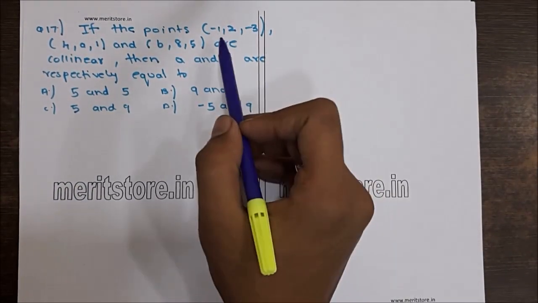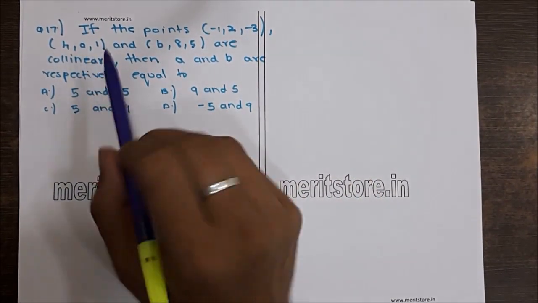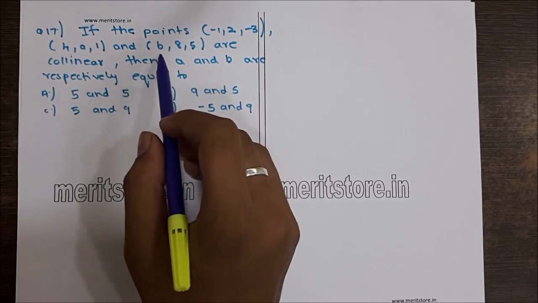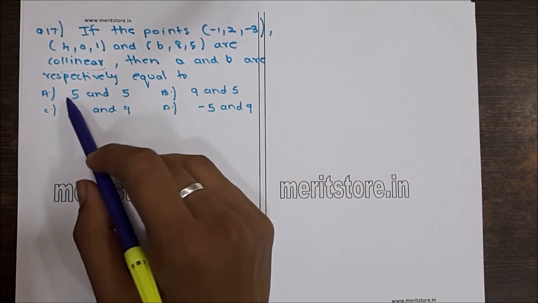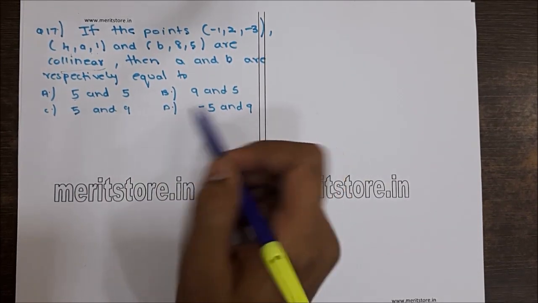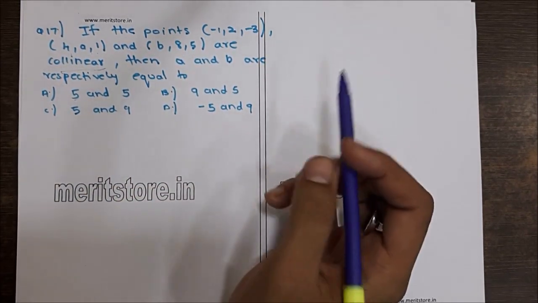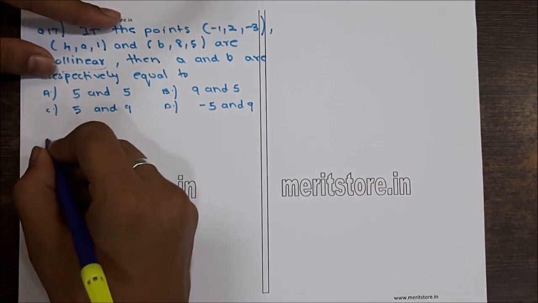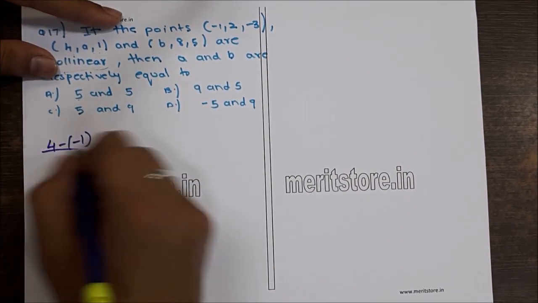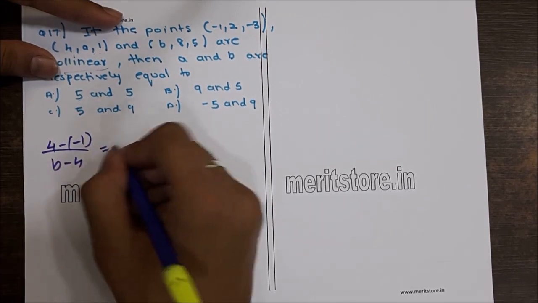If the points minus 1, 2, minus 3, 4, A, 1 and B, 8, 5 are collinear, then A and B are respectively equal to option A minus 5 and 9, option B 9 and 5, option C 5 and 9 and option D minus 5 and 9. Now since these points are collinear, we use our formula. With the formula we get this equation.